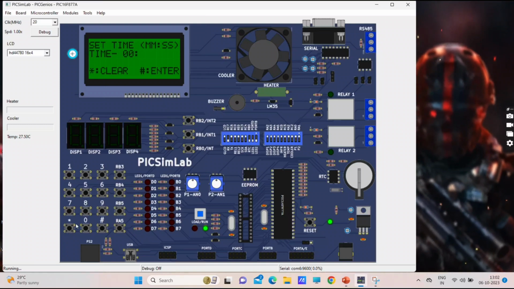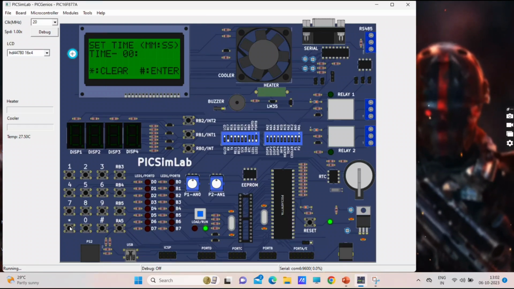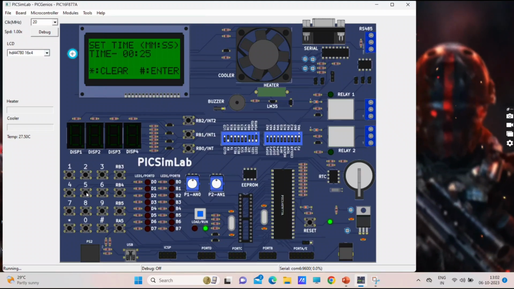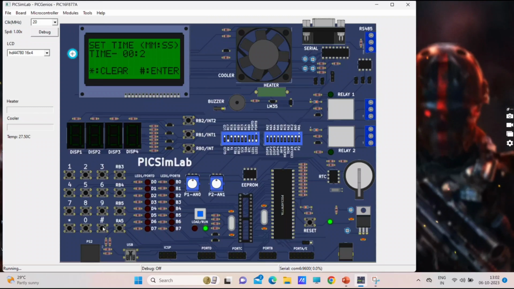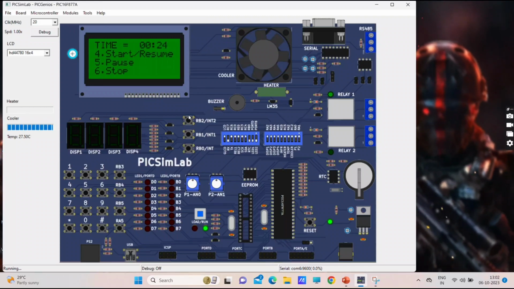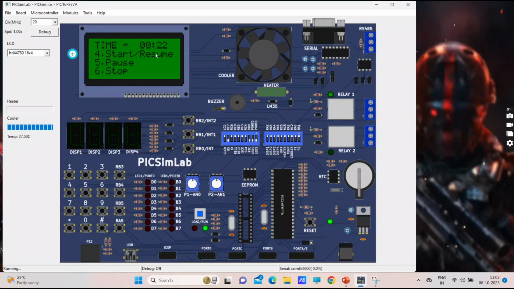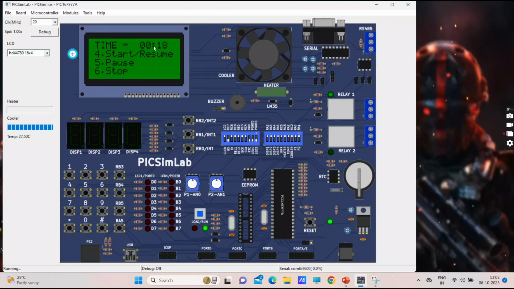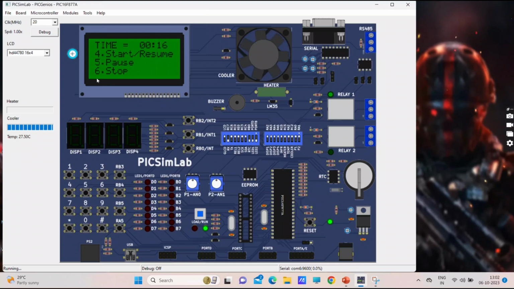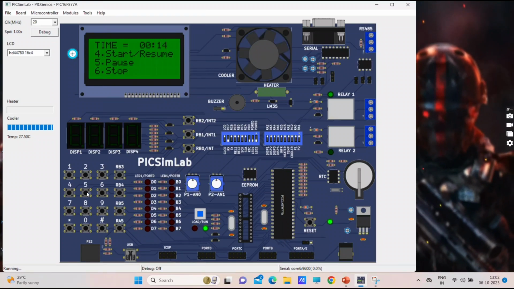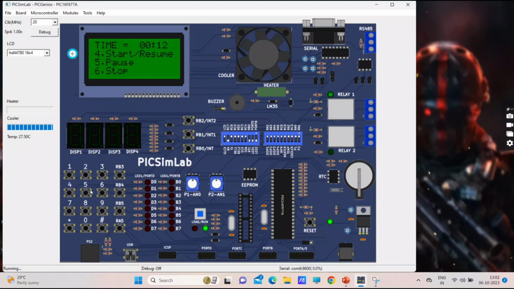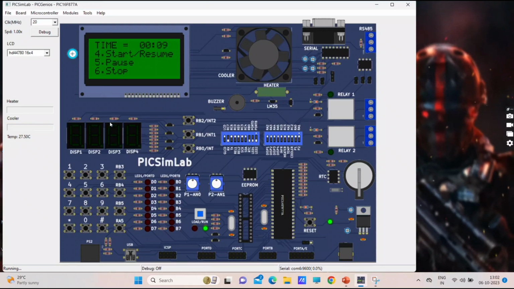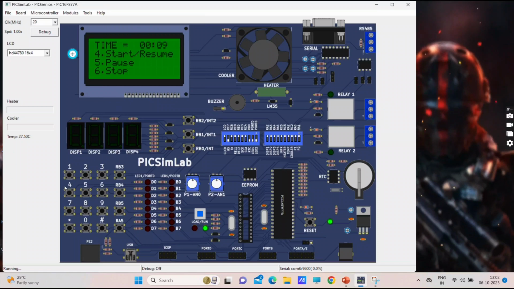If you press the hash, you get the start screen, which is loading, and the counter is decrementing from 25 seconds to 20 seconds. We have these options: the pause option, which is pressed by switch 5, the resume option, which is pressed by key 4, and the stop option by pressing key switch 6.